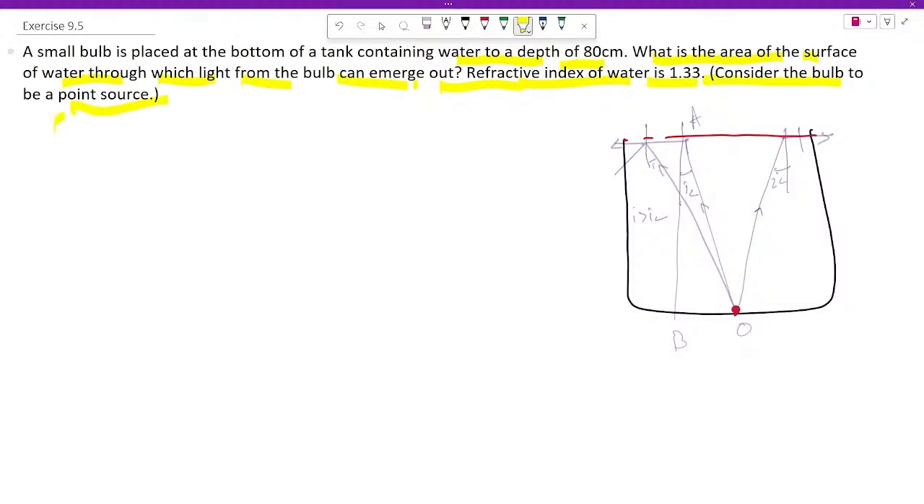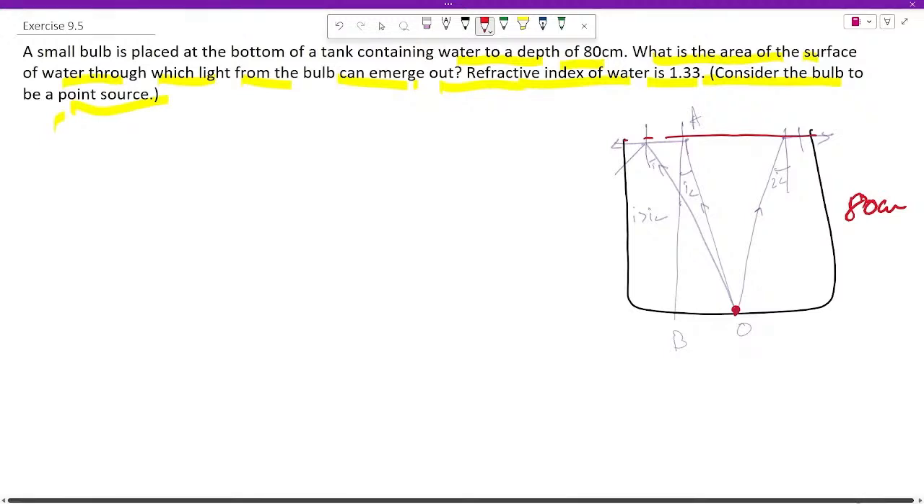Now here we see that it is a water tank. I have symbolized it with the black ink. It is 80 centimeter deep, and in the bottom of the tank there is a bulb which is a point source of light, and we have to find out of what surface area the light will come out. So we will use here the theory of total internal reflection.